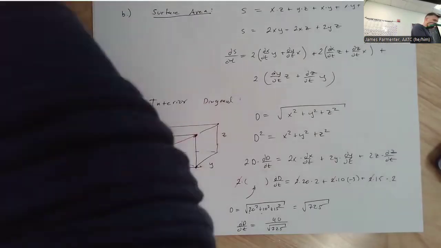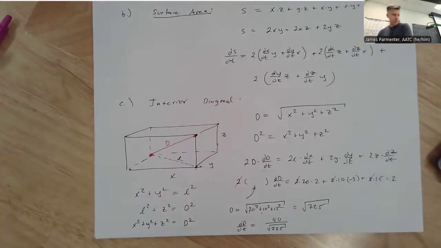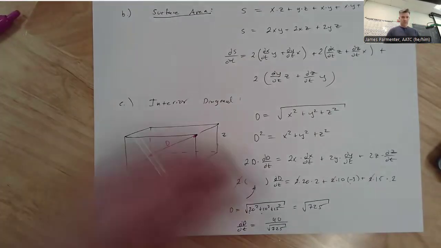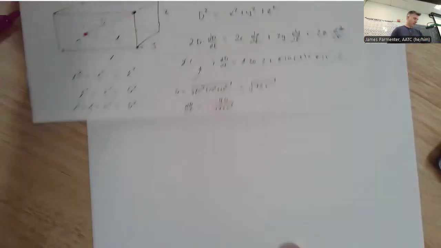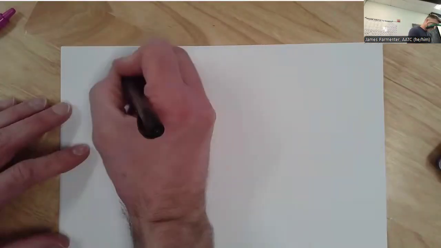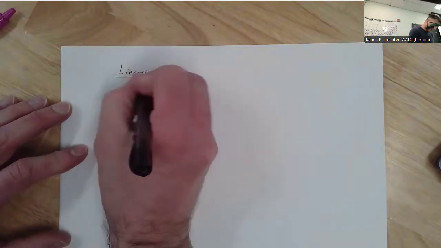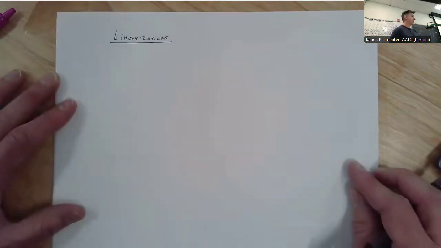Okay, moving along to linearizations. So, let's look at linearization. Linearizations, kind of like how it sounds. For the most part, it's just like the equation of the tangent line and then using it to do some stuff. But really, you've kind of done half of this already.